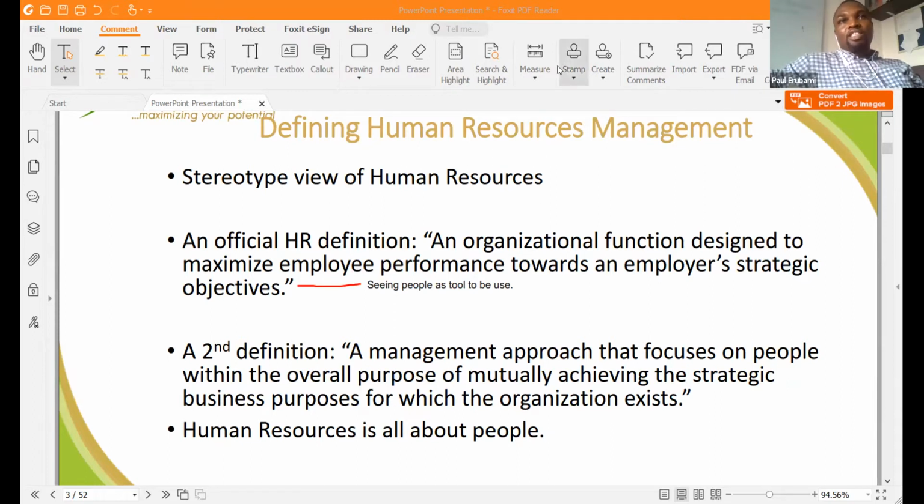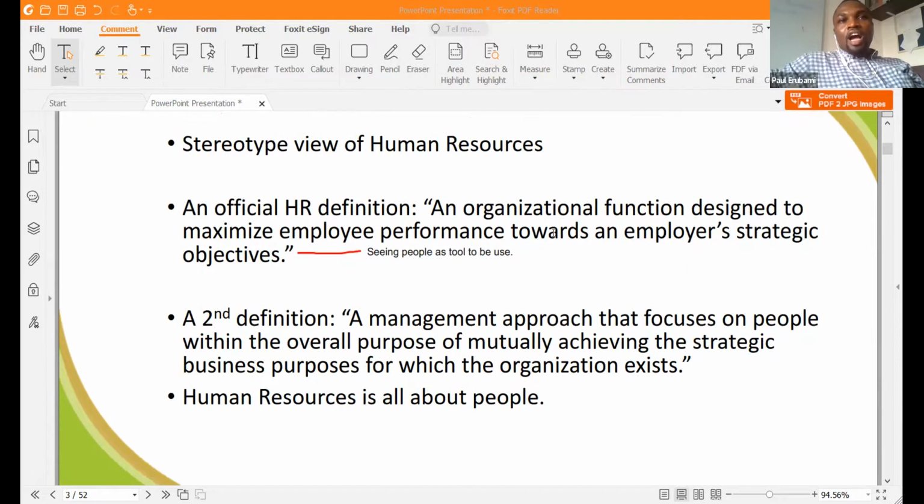So in my view, we can go further to look at HR as a management approach that focuses on people within the overall purpose of mutually achieving the strategic purpose for which an organization exists. Here we are looking at HR as that cohesive force that brings different people together to work together to achieve a common goal, right? In this place, we are focusing more on collaboration of people.